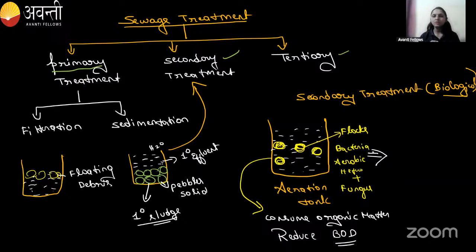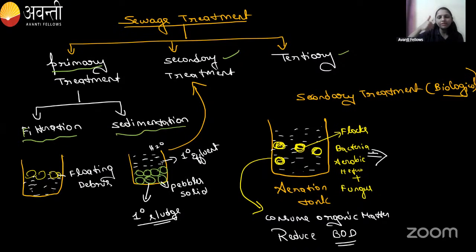First, what will you do? First, you will remove the plastic covers which are floating, right? You will remove the floating debris. The same thing happens here also. First, we go to the primary treatment. In the primary treatment, mainly it involves filtration, and the second one is sedimentation. Primary treatment includes two stages.